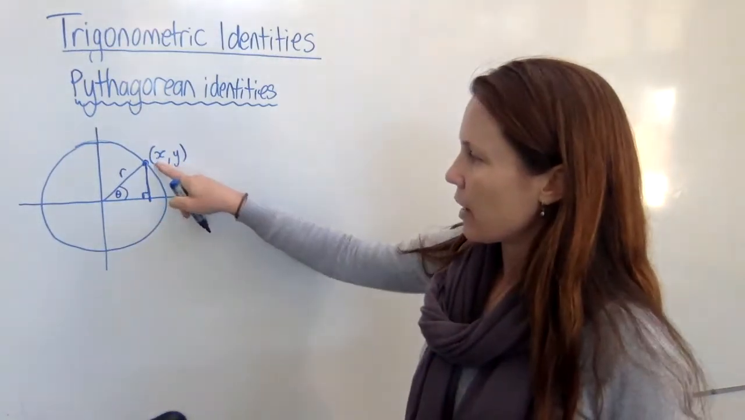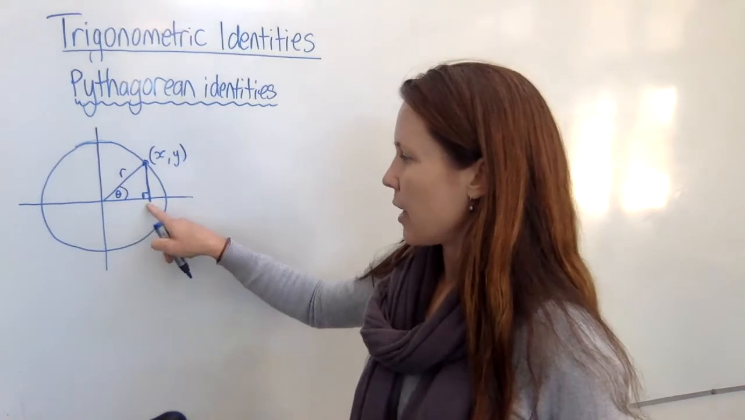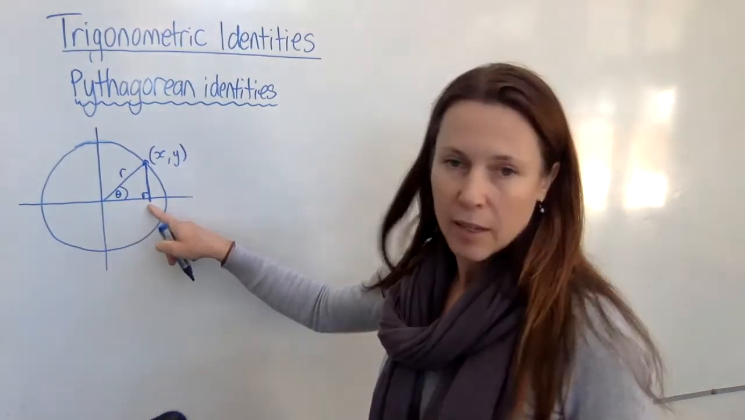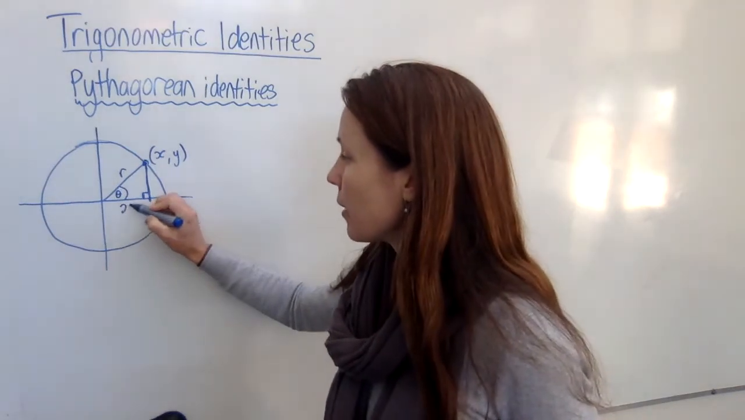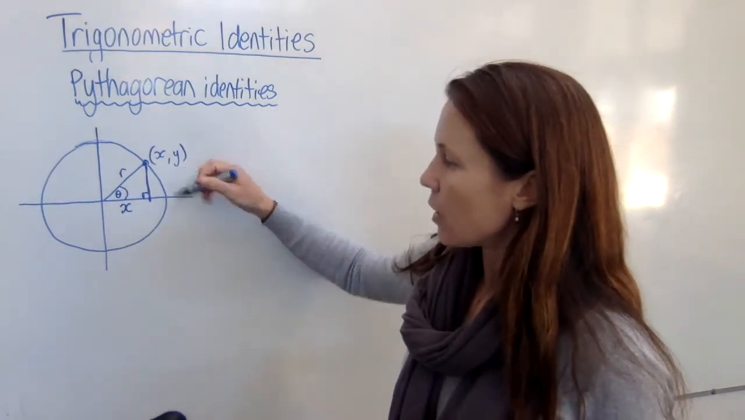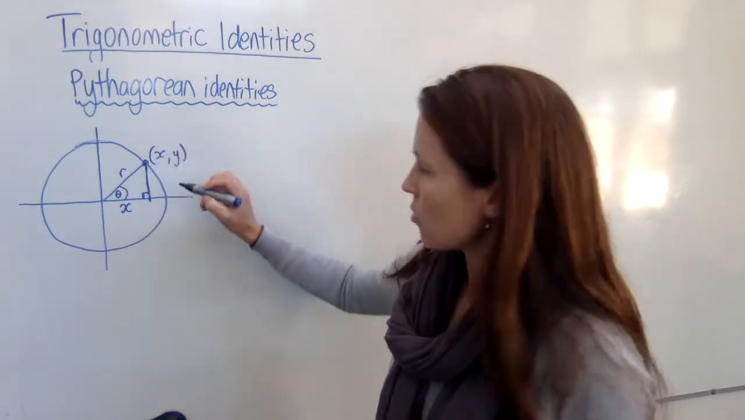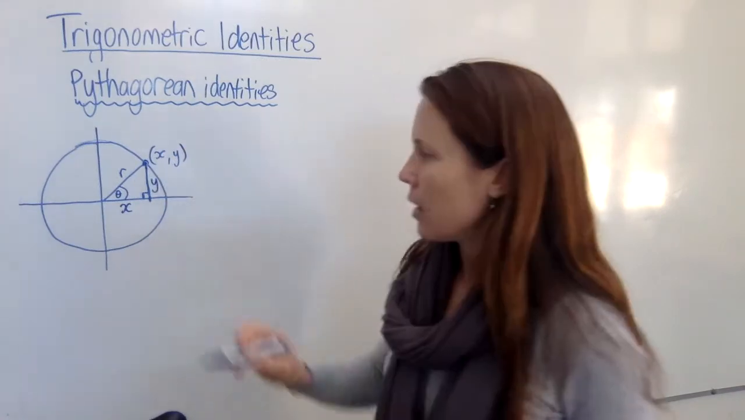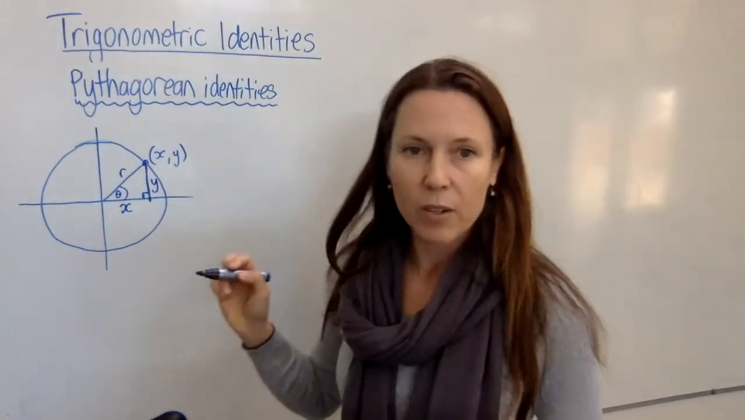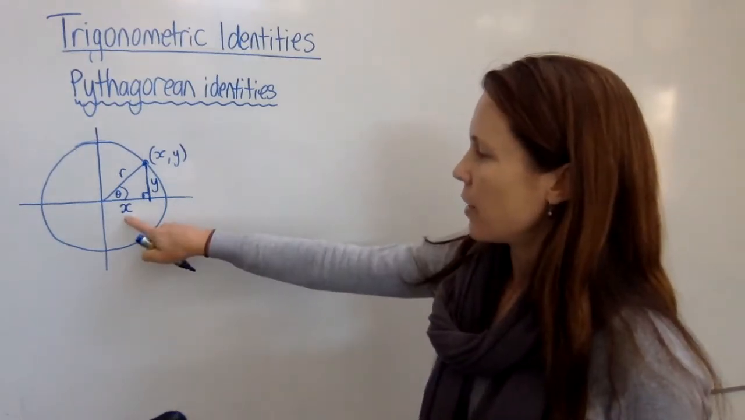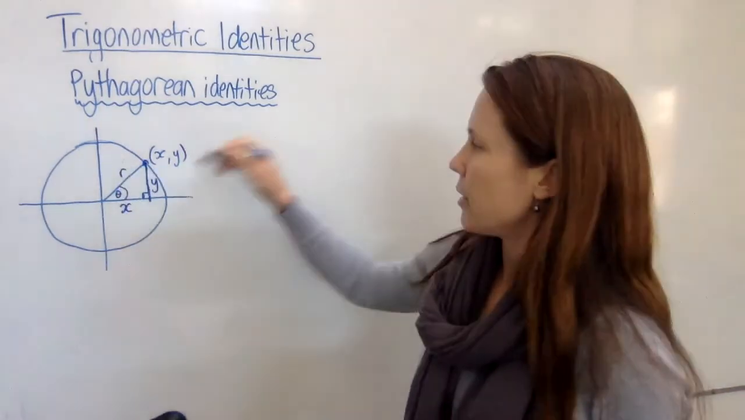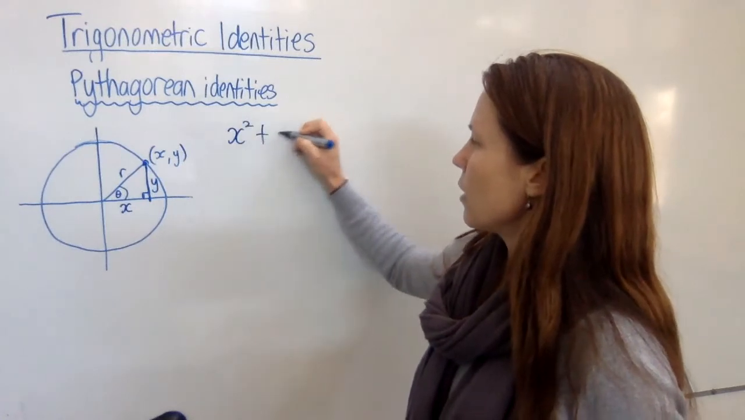Now, if this is the point xy, it means that to get to here, you've come across x units. So the length of this side must be x. And for this to be y, this length here must also be y. Now we have a little right-angled triangle, we can go ahead and write down Pythagoras' theorem. X squared plus y squared needs to be equal to r squared.